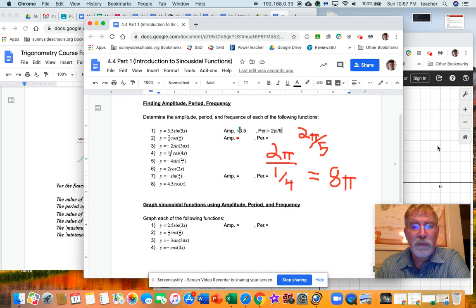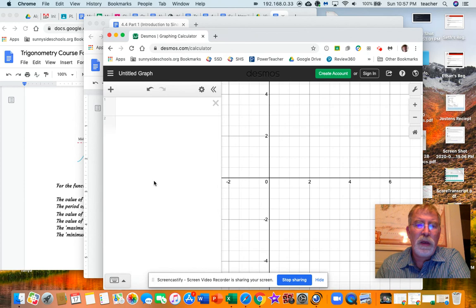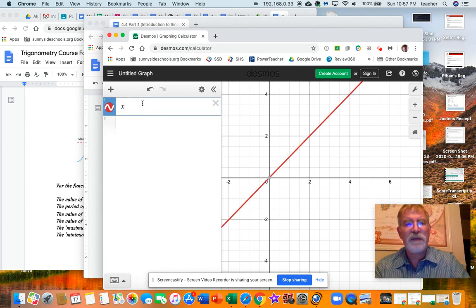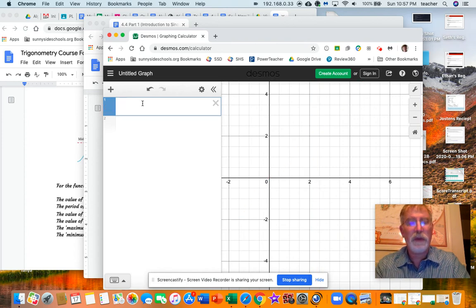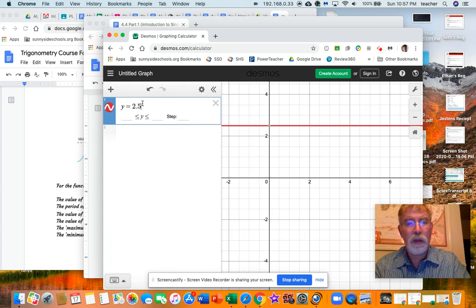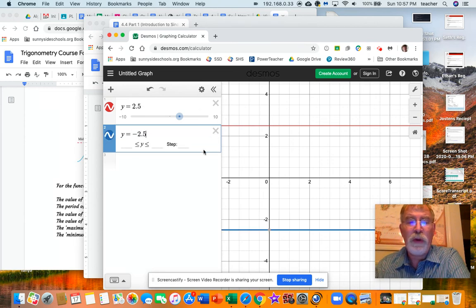Okay. Now, for number 1 here, we got an amplitude of 2.5, and my period is 2 pi divided by 3. So if I had to graph this thing, let me just show you something. y equals 2.5, and y equals negative 2.5. Now, how come I'm doing that? I'm going 2.5 up from my midline, and right there to the red line, 2.5 down.